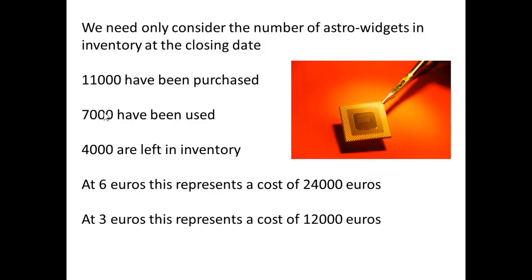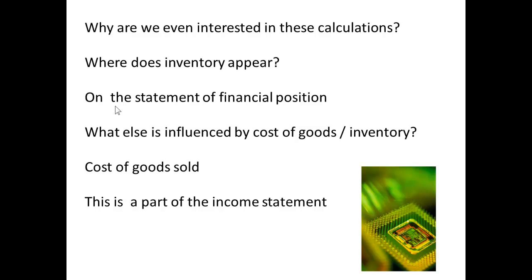Well, actually, it's fairly simple, because we only need to consider the number of Astro widgets in inventory at the closing date. So if we purchased a total of 11,000 and used 7,000, that means we've got 4,000 left. So if we had 4,000 at €6, that would mean our inventory value is €24,000, whereas if we'd been purchasing them at €3, then the inventory would have only been at €12,000.